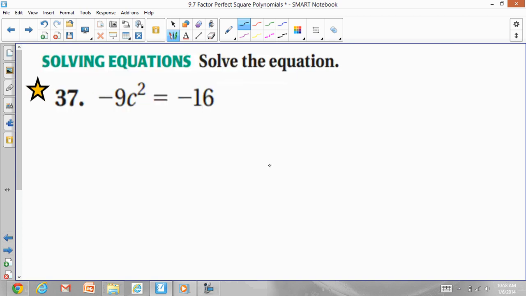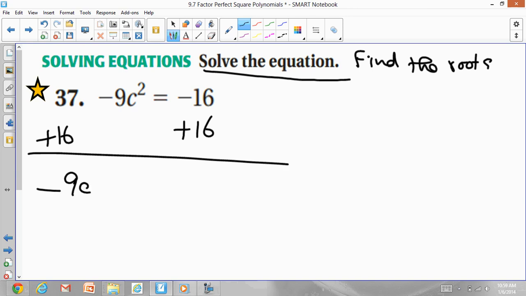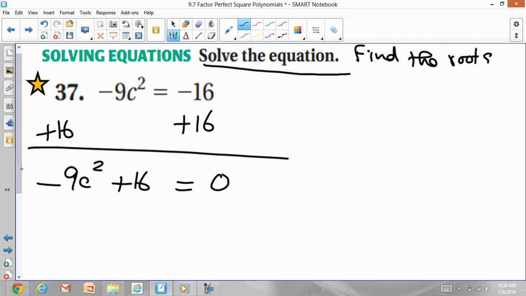Now copy question number 37. They are asking you to solve the equation. Now this is a polynomial. You cannot solve the equation until you find the roots. So finding the roots of the polynomial, solving the equation means the same, which means you have to set up one side of the equal sign to a 0. Find the 0 roots, find the roots, they all mean the same. So I cannot solve anything until I set it up to a 0. So I'm going to bring the positive 16 to the other side. So this is going to be minus 9c squared plus 16, rearranging it, equals 0. So now I can solve the equation. Keep in mind, you cannot solve it until you set it up to a 0.